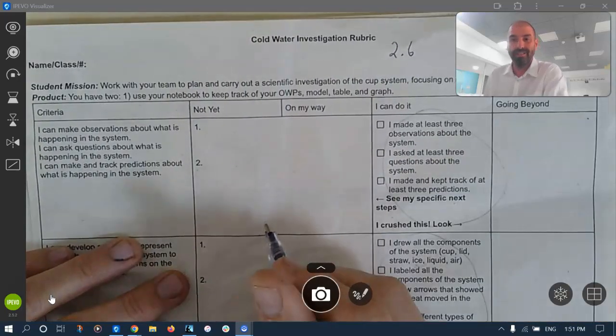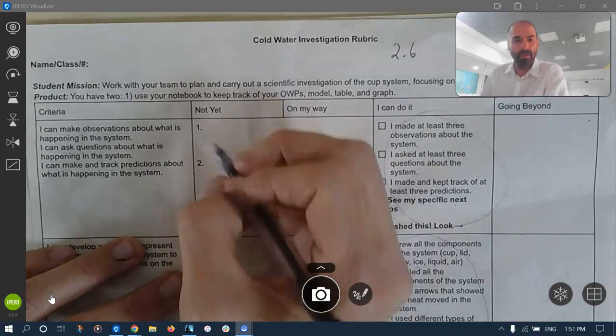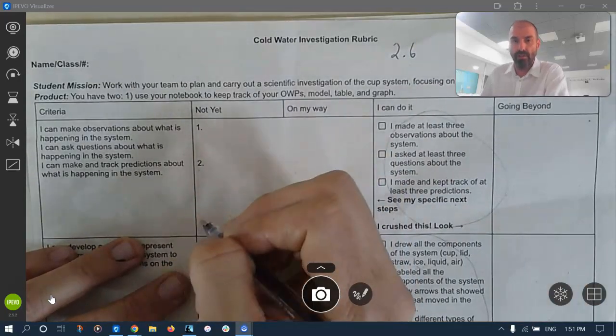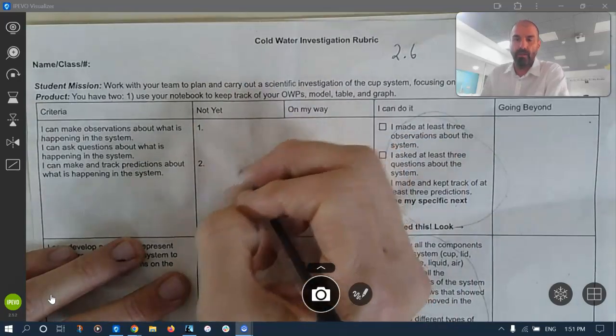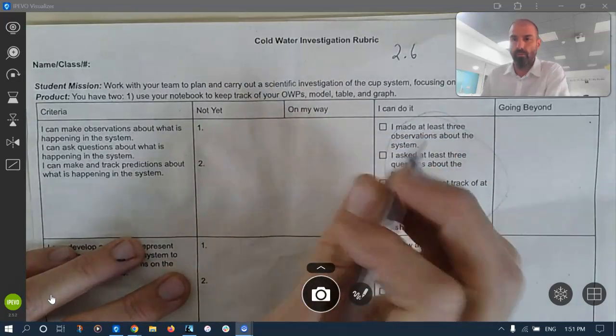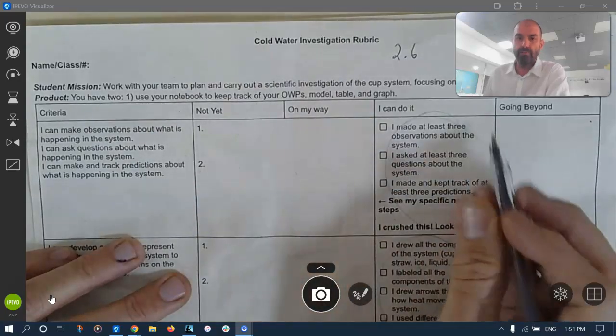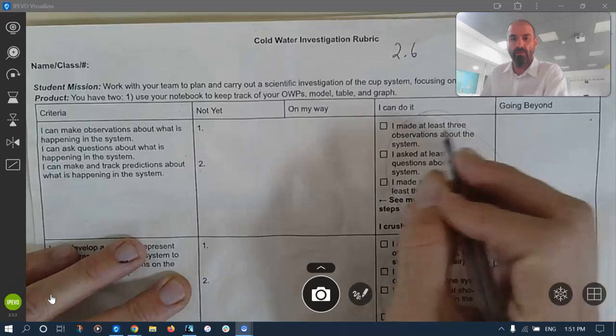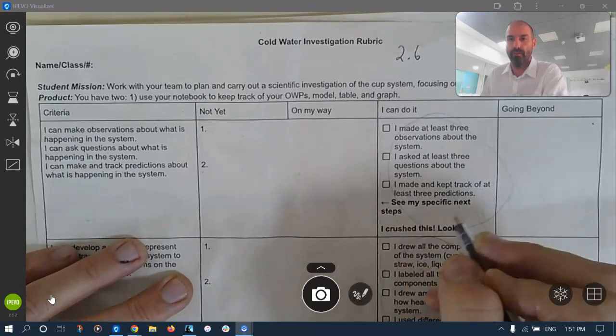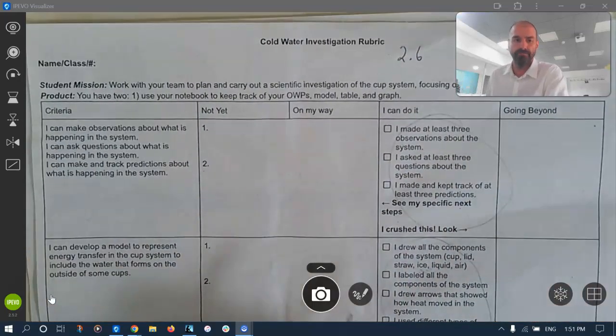Check it. If you did not do that, if you missed one of them, you need to write what you're specifically going to do next time. I need to ask 2 more questions. I need to choose to work with better people. I don't know, something. And then if you went, I did this and more, what was the more that you did? What if you crushed it? Right? If you crushed it, if you did more, if you went beyond.